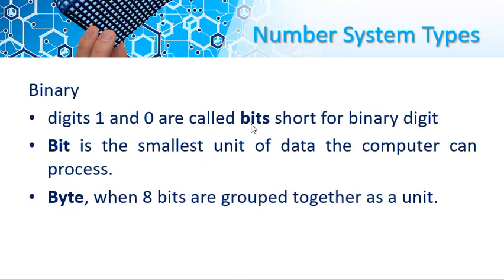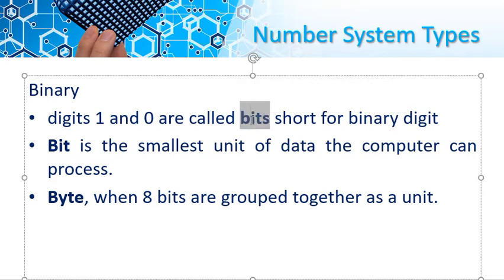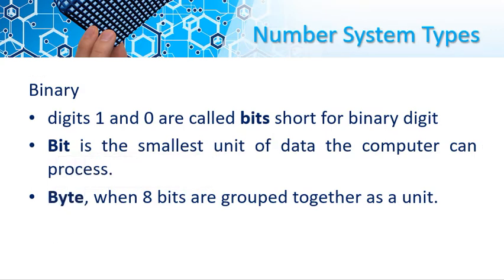Sorry, class, this is bits, then this is byte. So again, digits 1 and 0 are called bits. I got confused between the two. Anyway, 1 and 0 are called bits, short for binary digit. A bit is the smallest unit. Then a byte is when 8 bits are grouped together as a unit. So if you have 8 bits, it is called a byte. Did you get it?